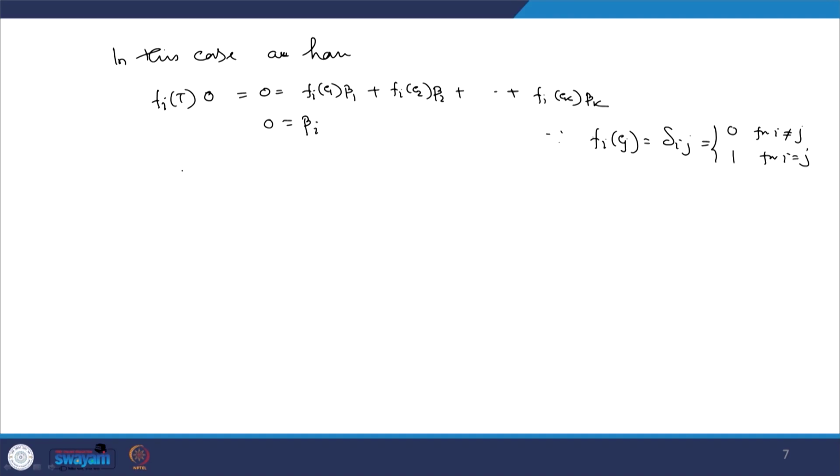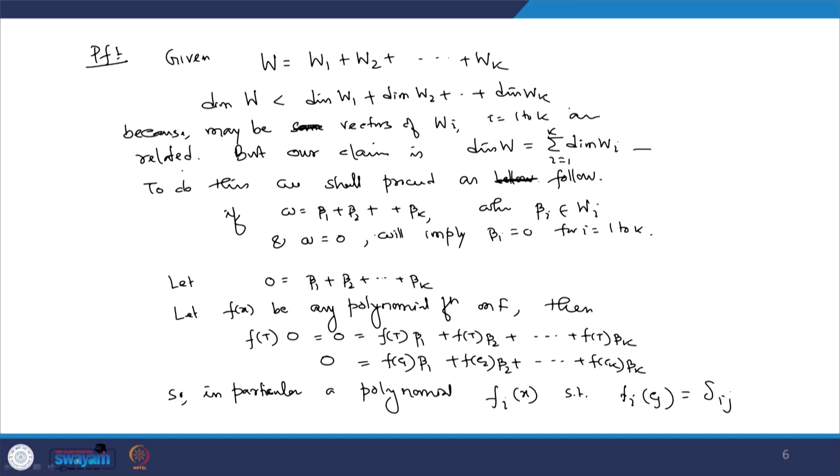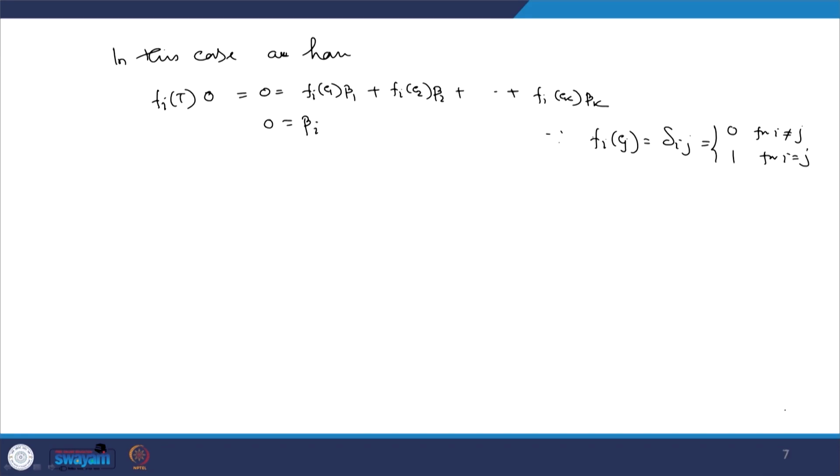So, this is true. I have taken the polynomial f_i, with i equal to 1 to k. You can take f1, f2, f3, up to fk, and applying each of them we will see that beta 1 equal to 0, beta 2 equal to 0, and beta i equal to 0. So this implies that beta 1 plus beta 2 plus beta k equal to 0 implies beta i equal to 0 for i equal to 1 to k.